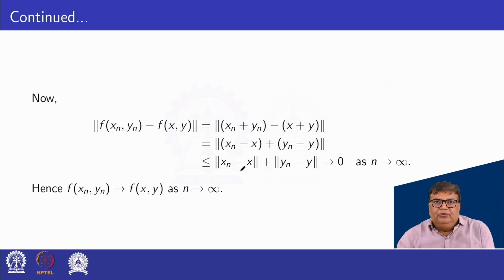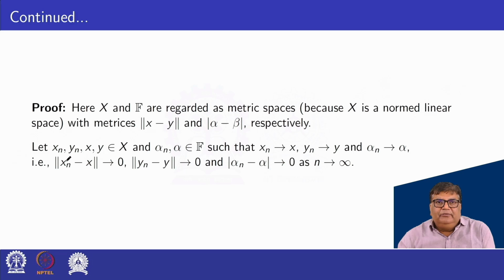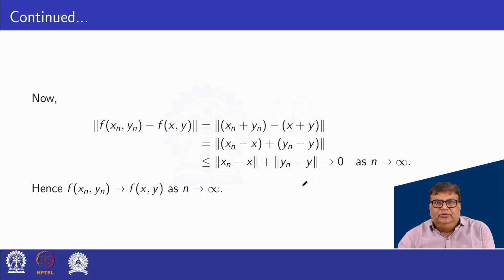This is less than or equal to norm xn minus x plus norm yn minus y, which tends to 0. Why does it tend to 0? Because norm xn minus x tends to 0 and norm yn minus y tends to 0. So the total quantity tends to 0 as n tends to infinity. So, as per the definition of a convergent sequence in norm, we can say that f of xn, yn converges to f of x, y as n tends to infinity.